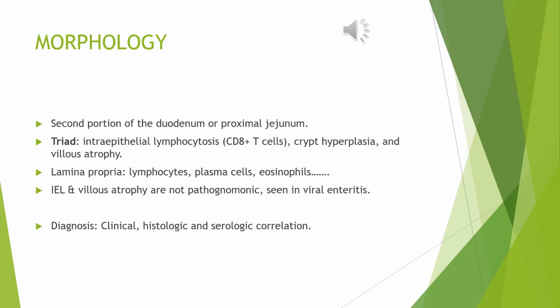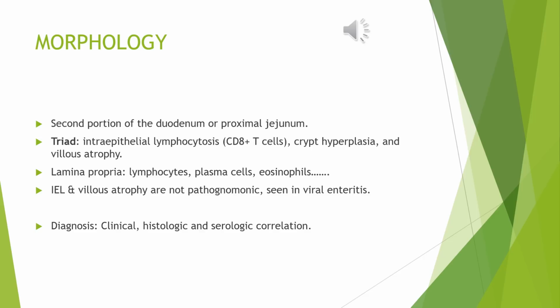Intraepithelial lymphocytosis is considered the earliest manifestation of celiac disease, even in the absence of crypt hyperplasia and villus atrophy. In the lamina propria, we will see influx and infiltration by lymphocytes, which are mainly CD4 positive lymphocytes, plasma cells, and many eosinophils. However, the intraepithelial lymphocytosis and the villus atrophy seen in celiac disease are not pathognomonic, because we can see villus atrophy in cases of viral enteritis.